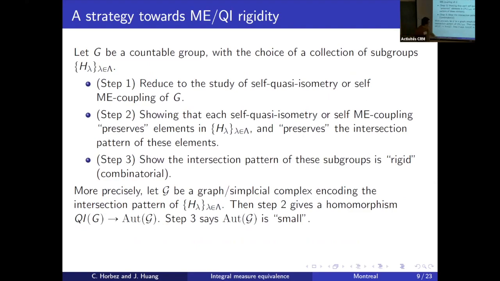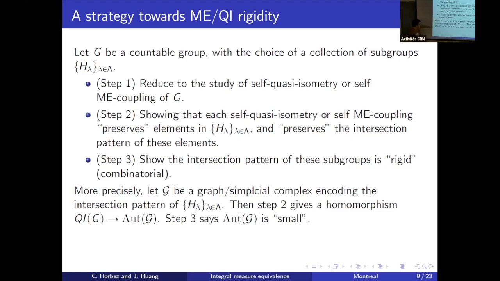Now I want to also comment on step 3. Step 3 basically says that the intersection pattern of these subgroups is sort of rigid. I think it's not hard to believe that in general there's no reason why this is true. For the mapping class group, this is true and comes from a highly non-trivial theorem that the automorphism group of the curve complex basically comes from the mapping class group. But if you take a more general cube complex or non-positively curved space, then this might fail. For example, if you already know the quasi-isometry group of the group is pretty huge, then we should not hope the automorphism group of this graph is small. So that means in particular this step 3 will fail.